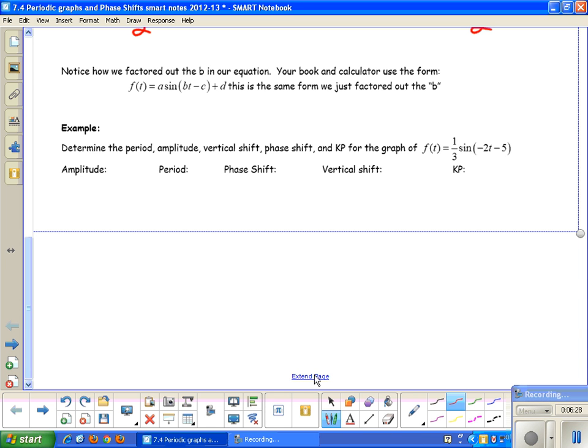So the amplitude, of course, is just the absolute value of the number in front of your sine. So remember, y equals a, so that's our a value, times the sine of b times t minus c, plus d. So my amplitude a is the absolute value of 1/3, which is equal to just 1/3. So that gives me the amplitude of my equation.